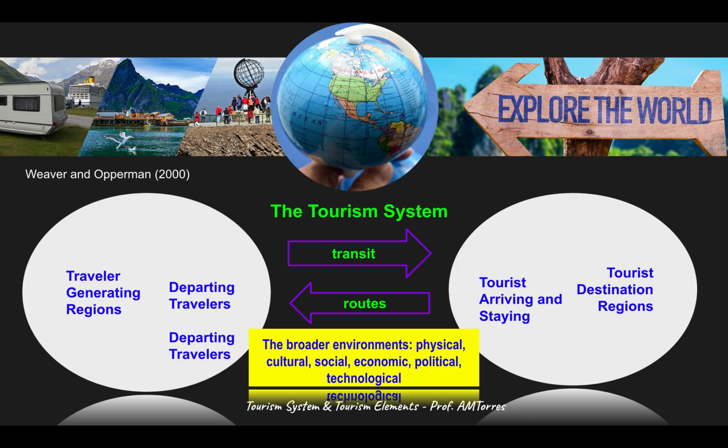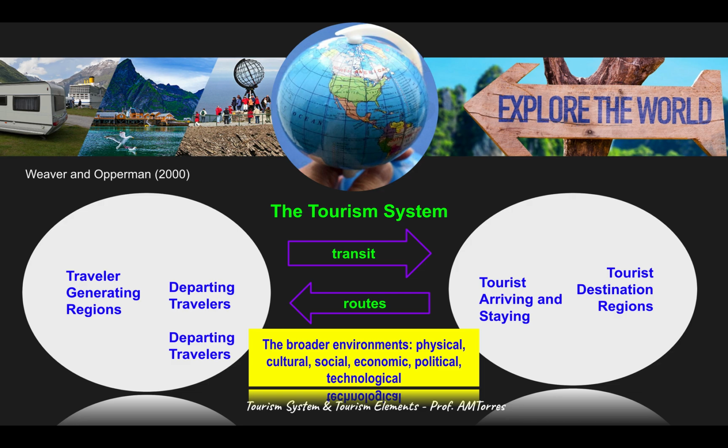Now, the additional part to this updated model is the inclusion of what we call broader environments. When we say broader environment, meaning that this tourism activity happens in an environment. Whether the environment is a micro environment, meaning to say it's small, like if we look at domestic tourism, or a broader environment that involves international tourism.